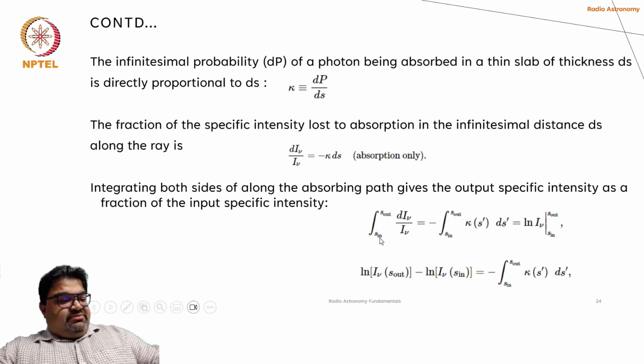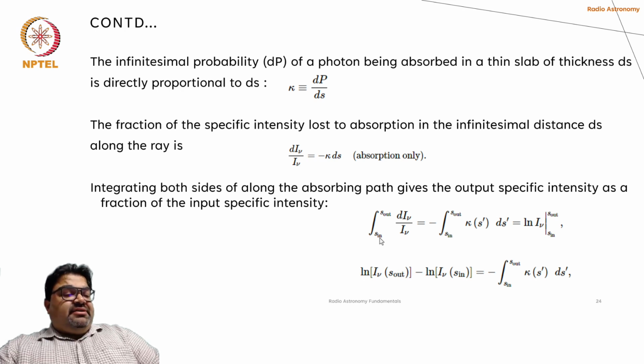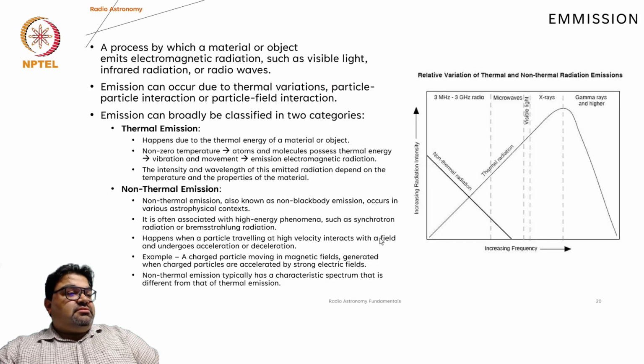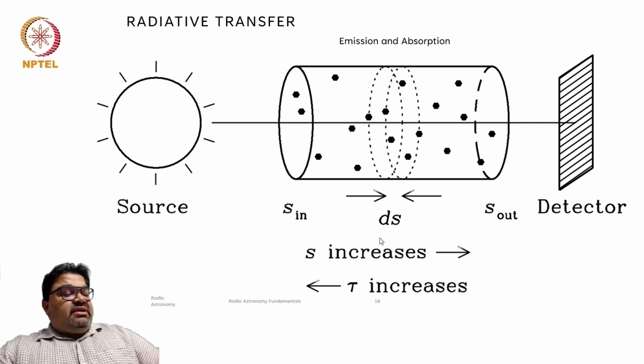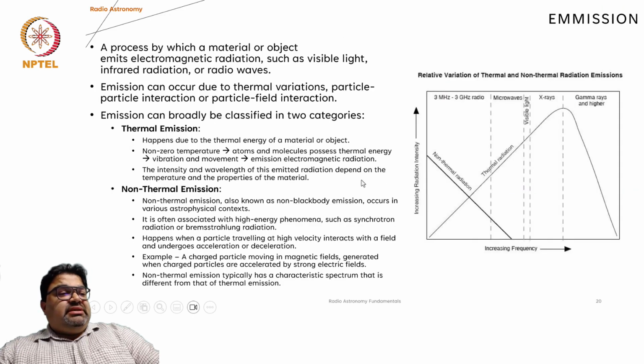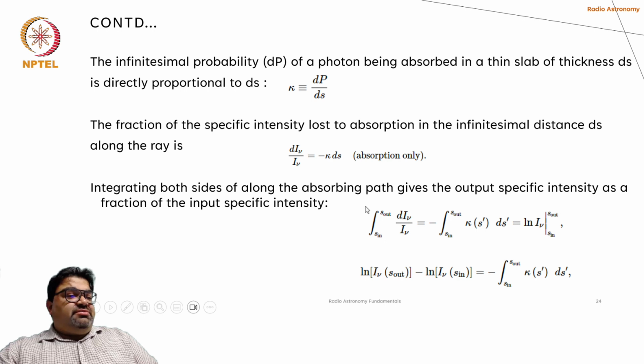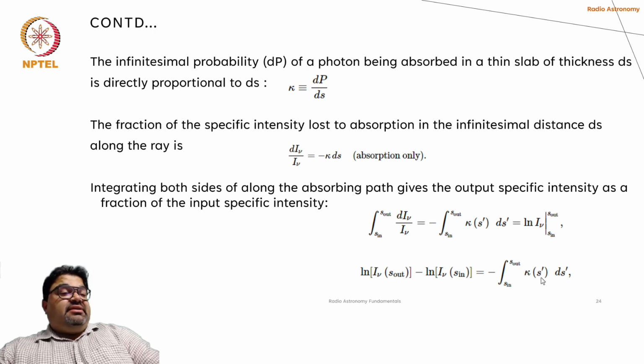When you come into the medium, the incident ray is at s_in, and when you are going out, it is s_out. The effect of the intervening medium is between s_in and s_out, so the integration should also be within s_in and s_out. That defines the intensity at s_out relative to the intensity at s_in. The logarithm of that is equal to minus the integral of kappa(s) ds, where s varies from s_in to s_out.